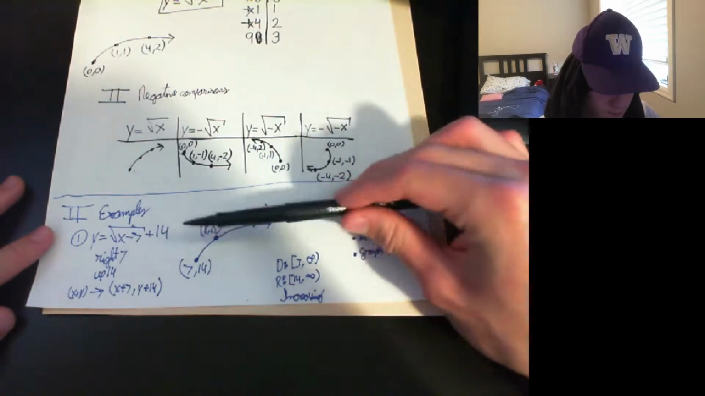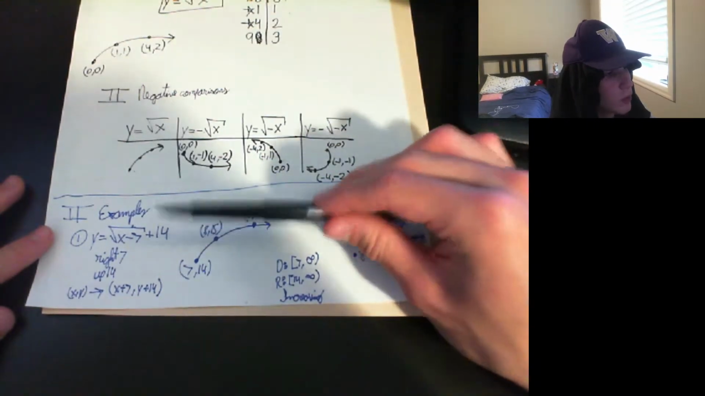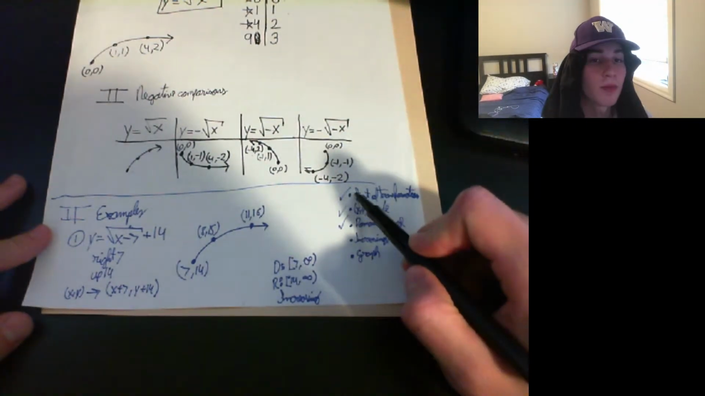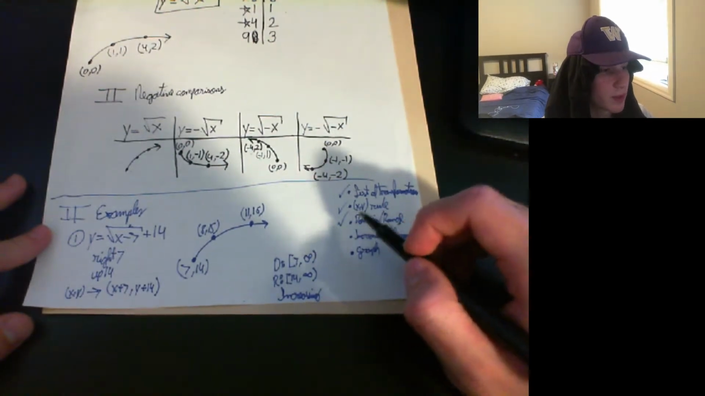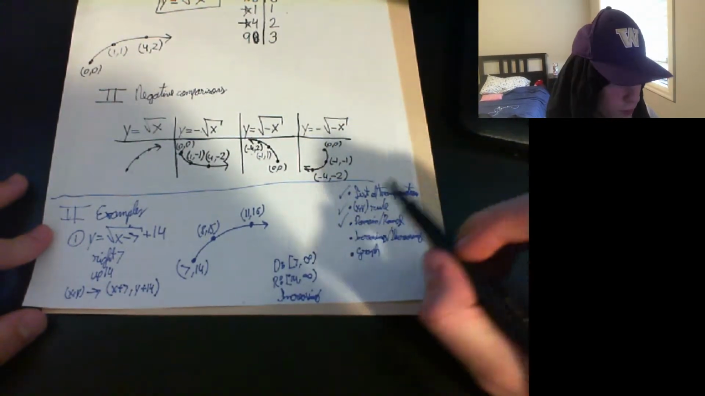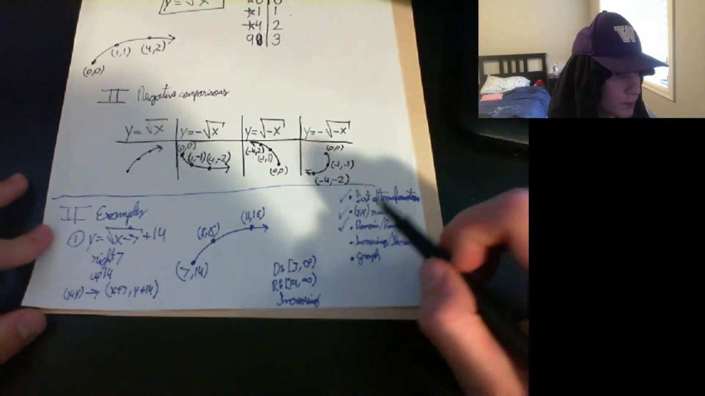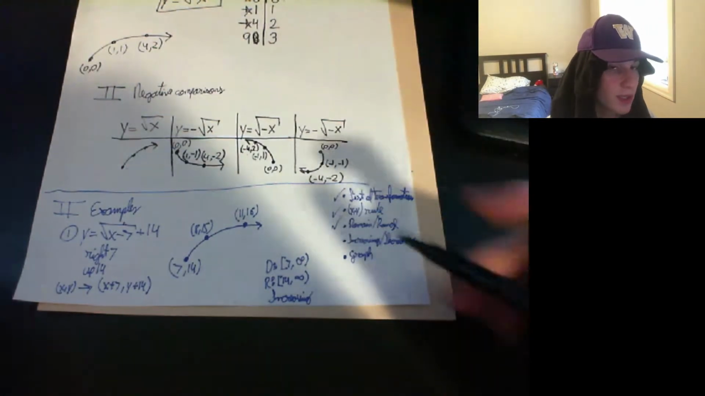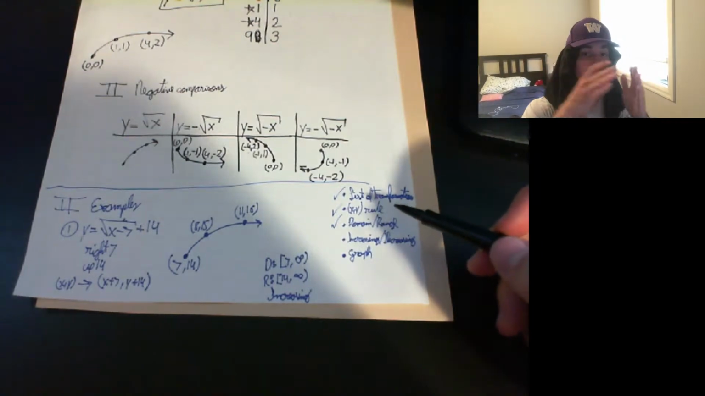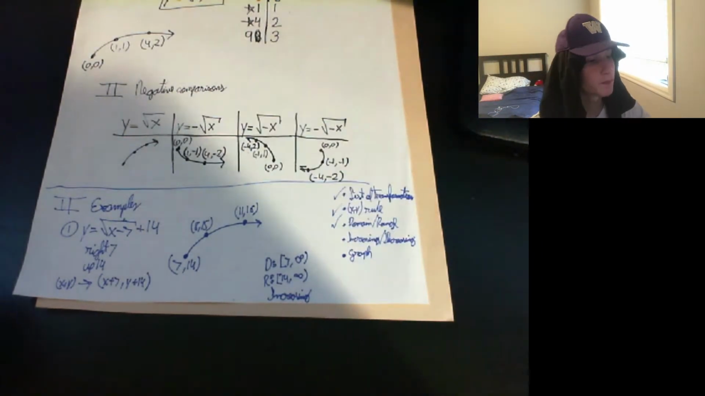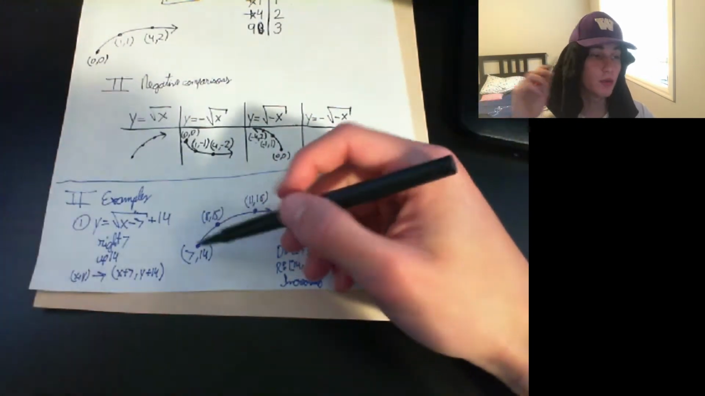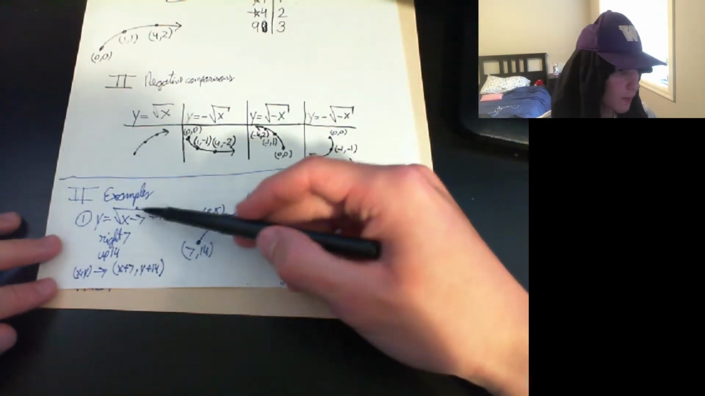So here I have some examples. y equals square root of x minus 7, plus 14. Now, when you're working through problems like these, you want to do a list of things. First you want to have your list of transformations, your xy rule, your domain and range, state if the function is increasing or decreasing, which means as the x value goes up, what's happening to the y value, and your graph, the most important part. If you want full credit on a question like this, you need to list all of these things.